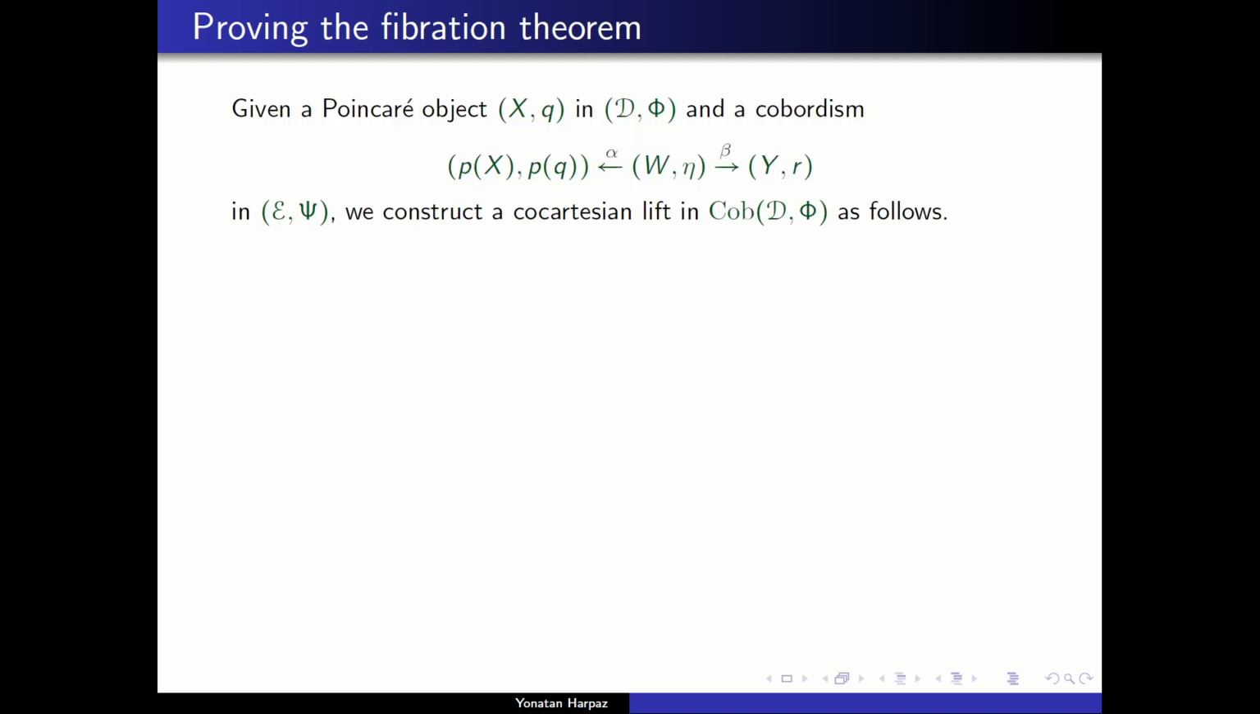Now, how can we use this lemma? This lemma fits exactly when we need to construct co-Cartesian lifts to cobordisms. So what is the scenario when constructing co-Cartesian lifts? We start with a Poincaré object in D, and we start with a cobordism starting from the image of this Poincaré object in E. So we have a cobordism from Px, Pq to some Y, r via some W, eta. Here eta is the homotopy between the restriction of these two forms to W. And we want to construct a co-Cartesian lift of this cobordism in Cob D.